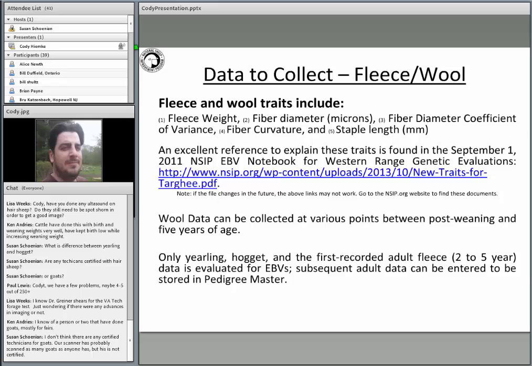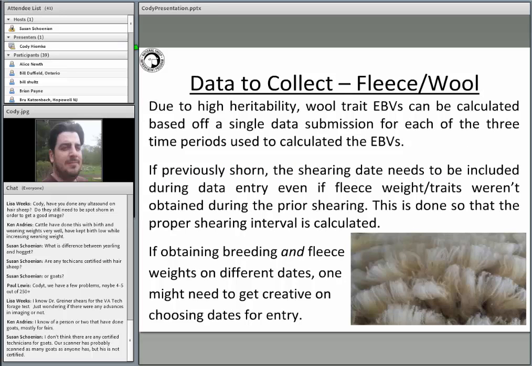And it is noted in the Western Range Genetic Evaluation Notebook that you can store the additional data, even though if you enter 3, 4, and 5 years old data, it'll only use that first one. You can enter the rest of it in there, and maybe someday they will start looking at additional years and potentially increasing the accuracy of those EBVs that much more. However, wool traits are highly heritable. And even with just a single data submission, you get some pretty accurate EBVs.